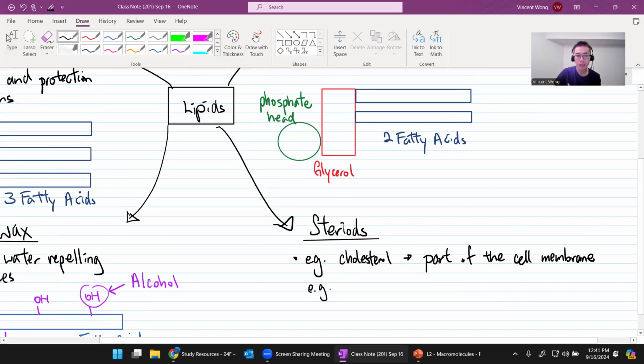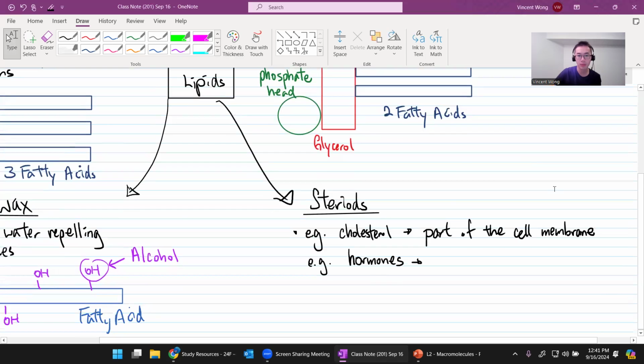Also, sex hormones are an example of steroids. Does anybody know the name of the male and female sex hormones? Start with the male one. What's the male sex hormone? Testosterone. Testosterone, that's right. That's a steroid. If it ends with -one, it's usually some kind of steroid.